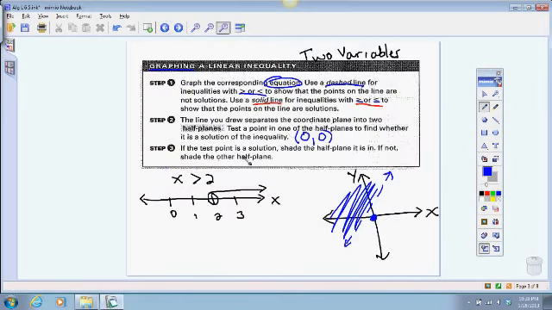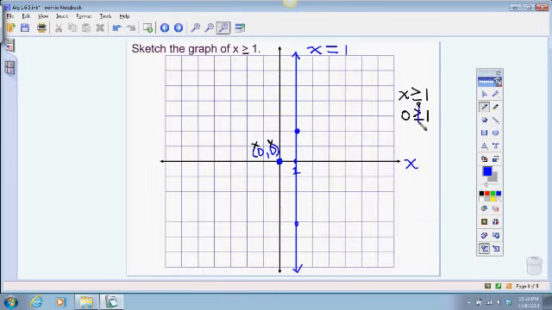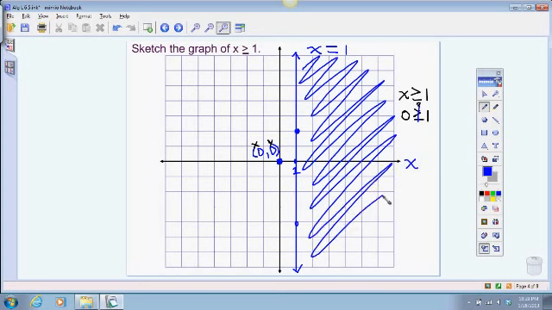So you test the point. If it's a solution, shade the half plane it's in. If it's not, shade the other half plane. Well, we said that this is not true. So since (0, 0) is on the left side of the line, we are going to shade the right side.